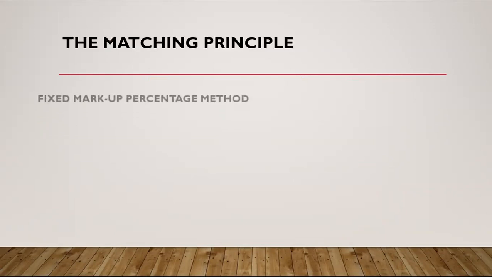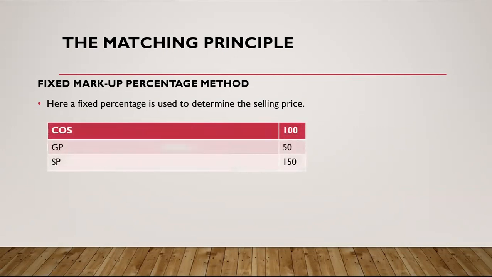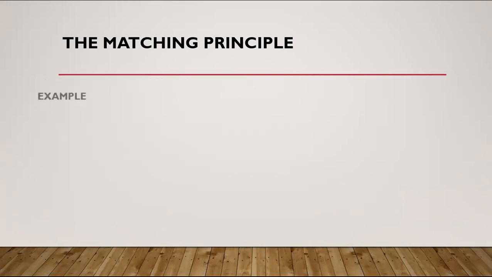Now, we spoke about the fixed markup percentage method. Here, a fixed percentage is used to determine the selling price. Now, if I said to you the markup is 50%, that means that cost of sales will always be at 100, gross profit will be 50, and your selling price will be 150. Gross profit is a percentage profit the seller requires from selling trading stock.